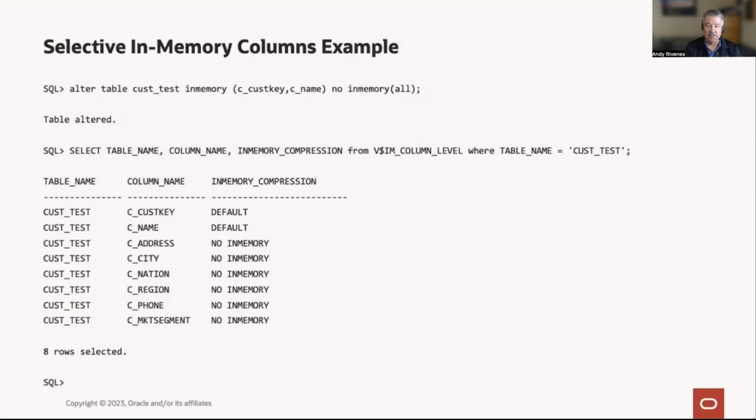And then I had an example with a test table that I'd created. As you can see, I said in memory just 2 columns, and then no in memory all the rest of them, so I don't have to spell them all out. And if you query a view, which we've talked about in the past, called $IM column level, you can see that the 2 columns I enabled for in memory are in memory, and then all the rest of the columns are no in memory. So you can see how that works. That's an easy one to try out on your own in 23c Free, and kind of a nice to have.